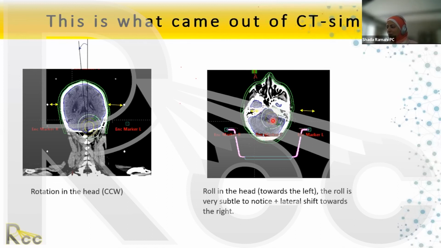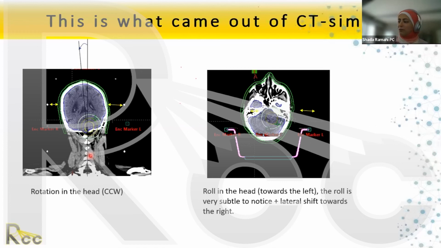You can see that the patient's head is not centered in the mask. The patient's head is closer to the right than to the left. So he's not centered within the mask. There is a roll here and there's a rotation only in the head. The neck is, mashallah, perfect. This is what we have from the CT sim.